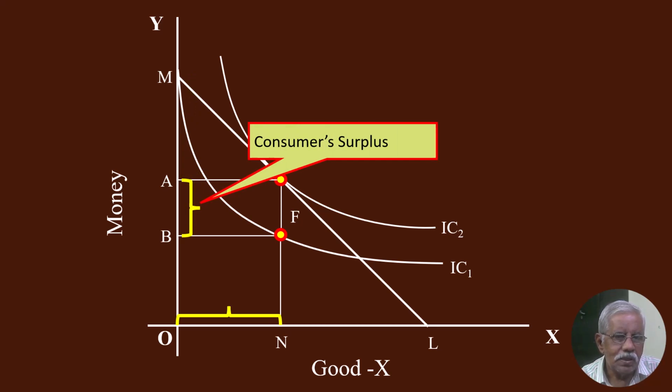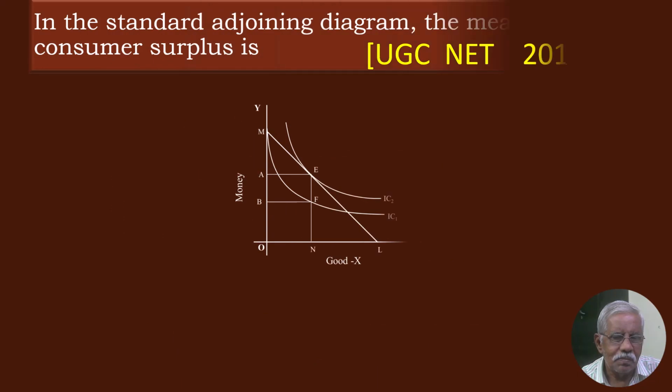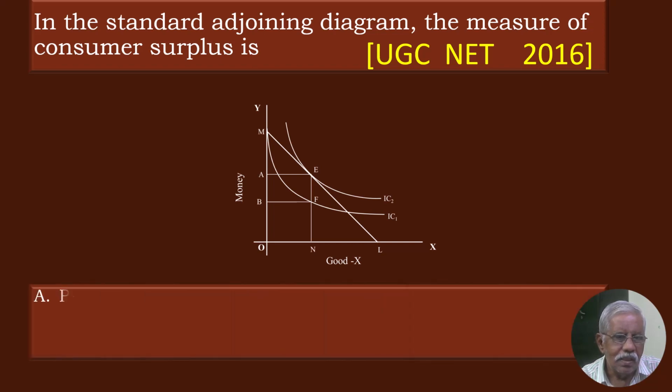Before I close this session, here is a question. Try to answer. This question was asked in UGC NET in 2016. In the standard adjoining diagram, the measure of consumer surplus is. Choose the correct option.